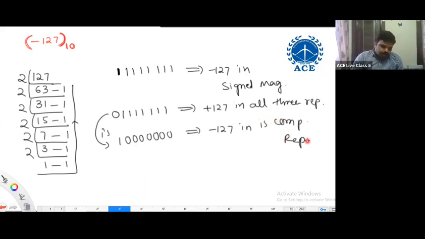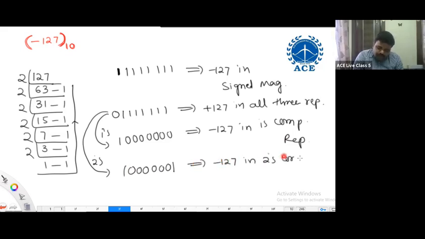Right? I want to get the twos complement representation of minus 127. Then what should I do? Take twos complement of this. How to get this: the first 1 stays as it is, and the remaining bits must be complemented. 0 0 0 0 0 0 1. It is minus 127 in twos complement representation.